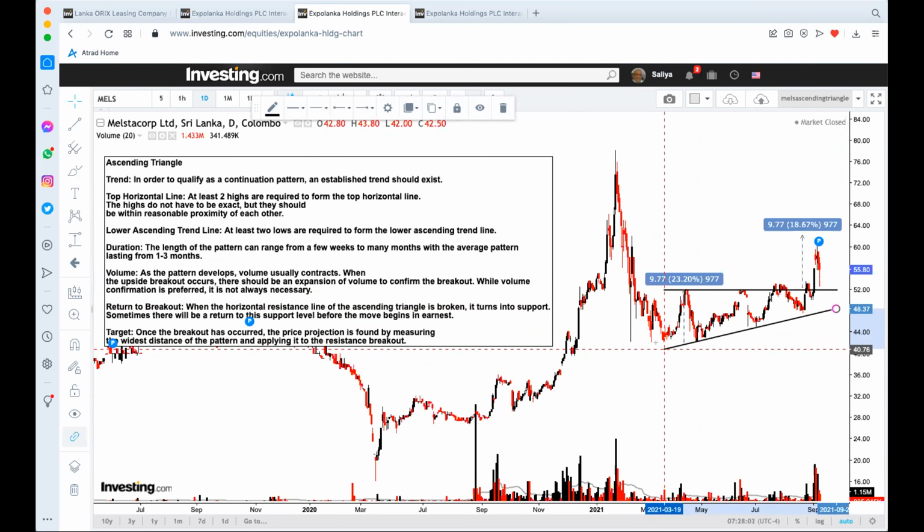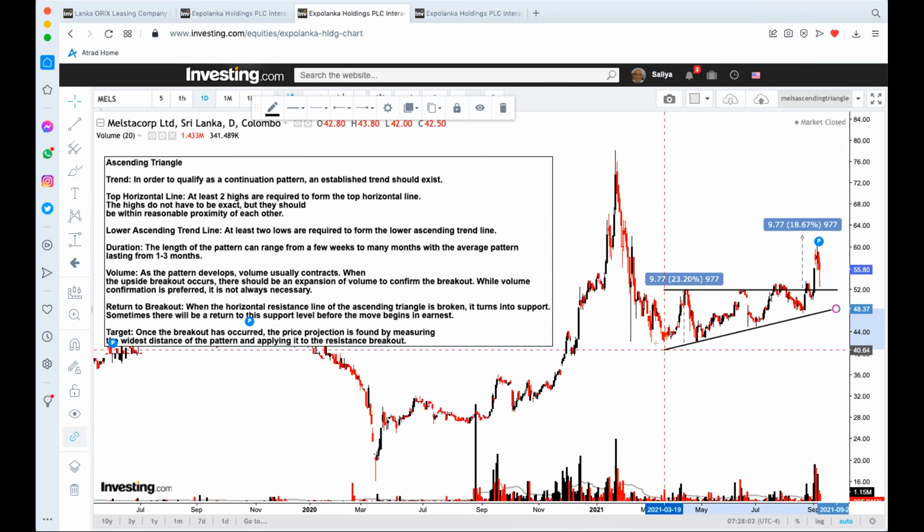So then we are moving on to the next pattern, which is the opposite of the ascending triangle, called the descending triangle. Now, in the case of the descending triangle, the same thing, the opposite direction, is happening, right? The trend. Now, trend has to be following the pattern.